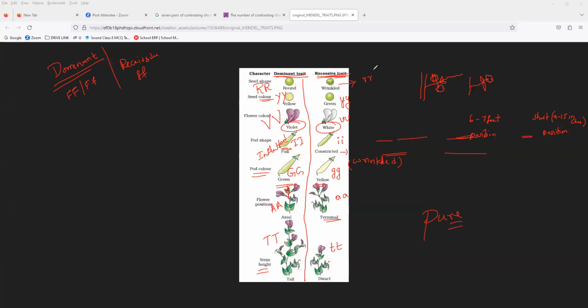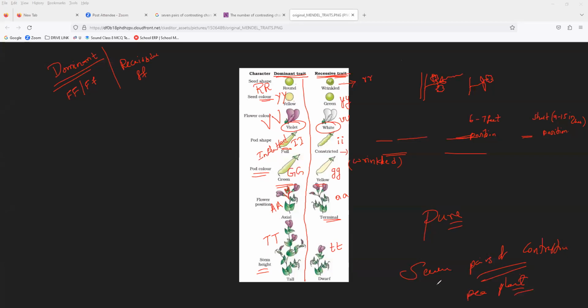So if you understand this, keep a heading: 7 pairs of contrasting characteristics of the pea plant, which has been studied by whom? Everyone, Mendel. So there is nothing more in his experiments and his conclusions.